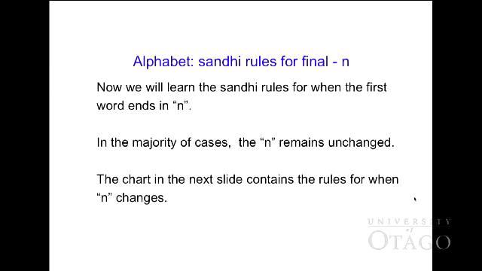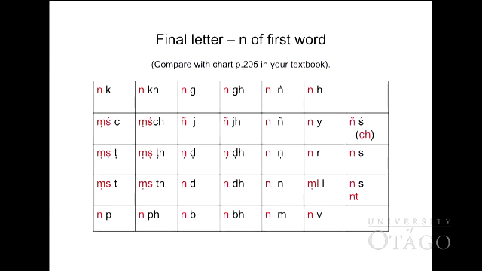Lesson 16. Now let's see the Sandhi rule for final n. This is the revision from last semester. Now we will learn the Sandhi rule for when the first word ends in n. In the majority of cases, the n remains unchanged. The chart in the next slide contains the rules for when n changes. You can see from this chart that n changes before this set: ca, ta. We will see the details; you just look at this chart and we come back to see it again.